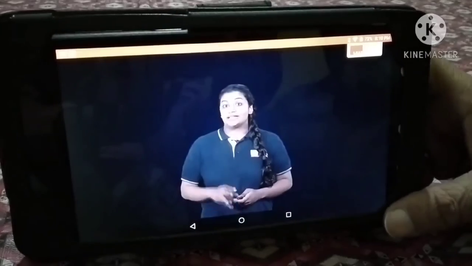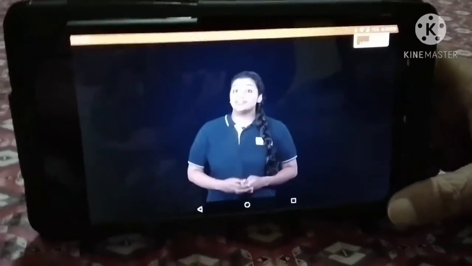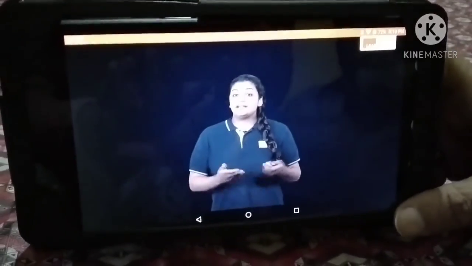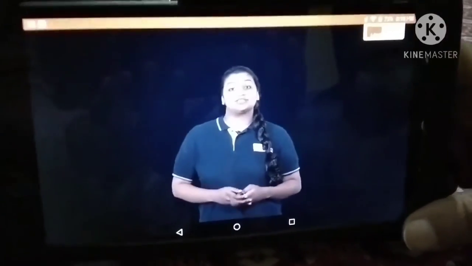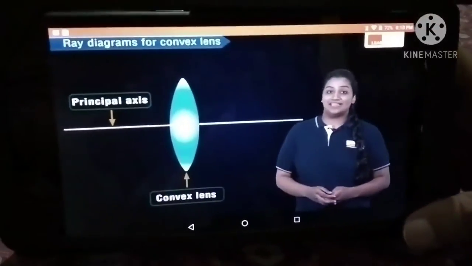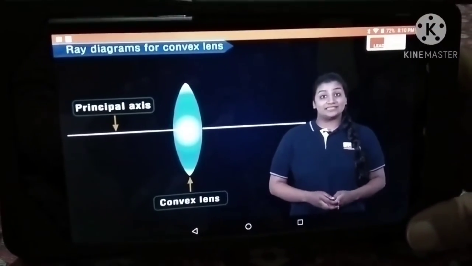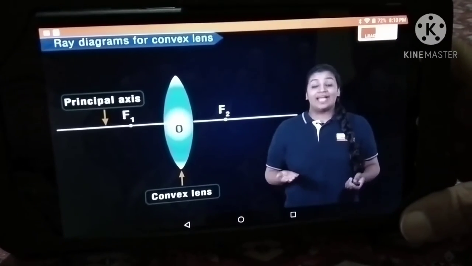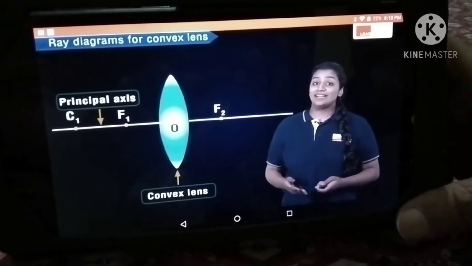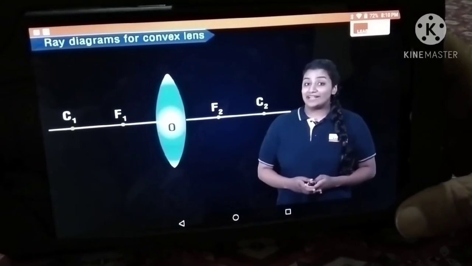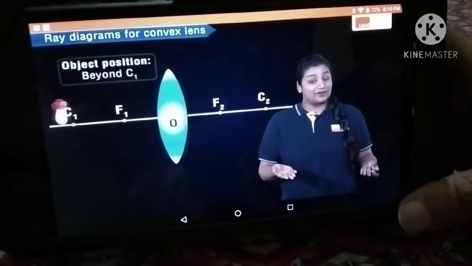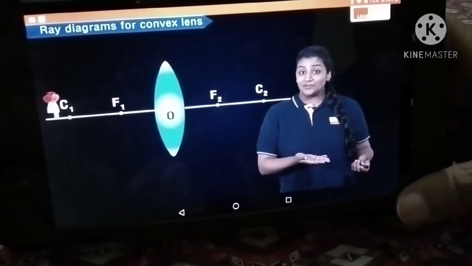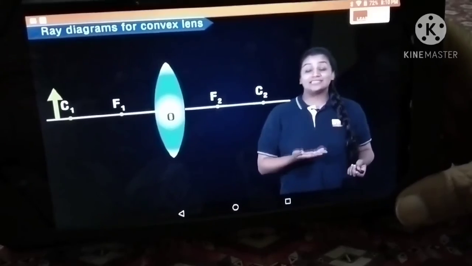Let's now use these 3 incident rays to draw the ray diagrams for objects placed at different positions on the principal axis of the lens. We first draw the principal axis and a thin convex lens. Mark the optical center O at its center, the foci f1 and f2, and the centers of curvatures c1 and c2. Let's place our object at a point beyond c1. We use an arrow to indicate the position, size, and orientation of our object.